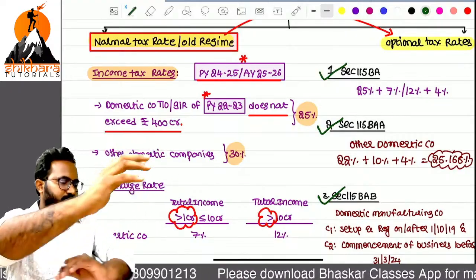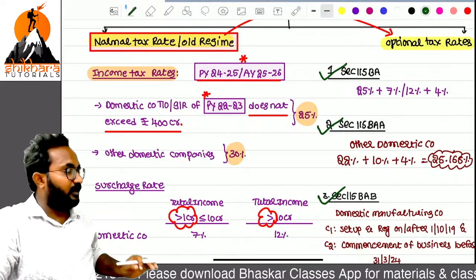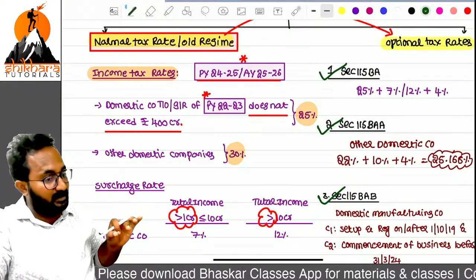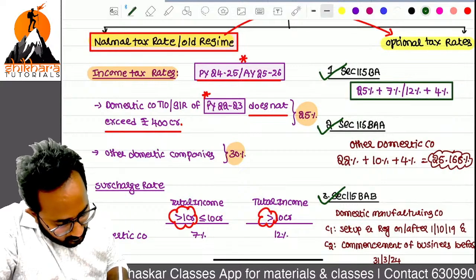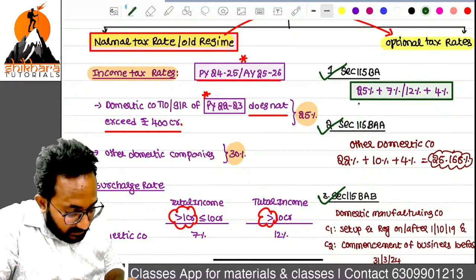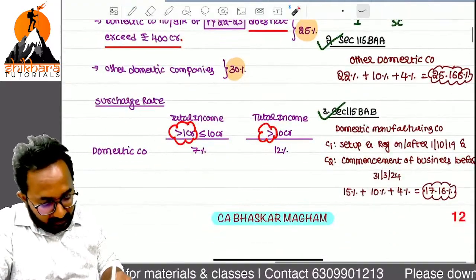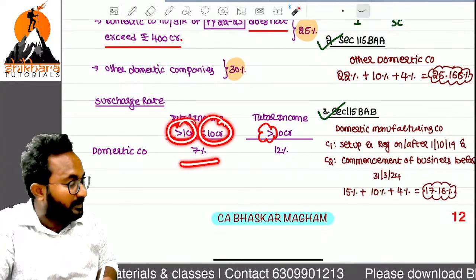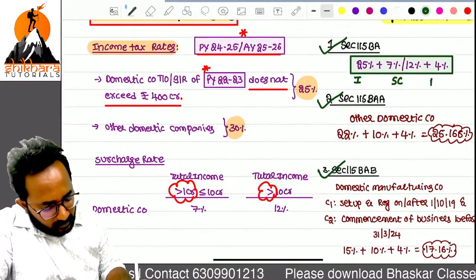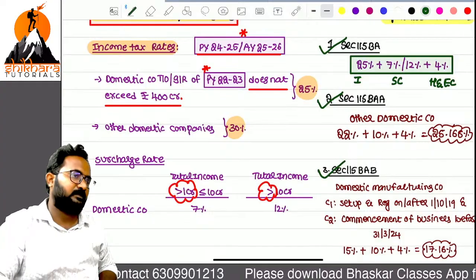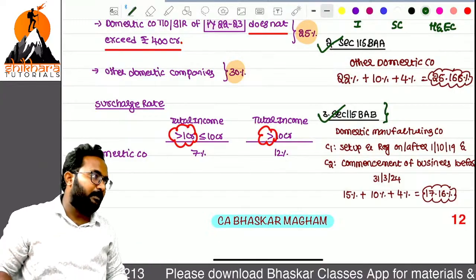Okay, listen carefully. Section 115BA. Ignore what the section content is also. But if any company is following 115BA, what rate do we have to follow? 25%. Sorry, 25% is the income tax rate. 7% or 12% is the surcharge, depending upon your total income. More than 1 crore and up to 10 crores, how much? 7%. More than 10 crores, 12%. Next, the last one is what? Health and education cess.